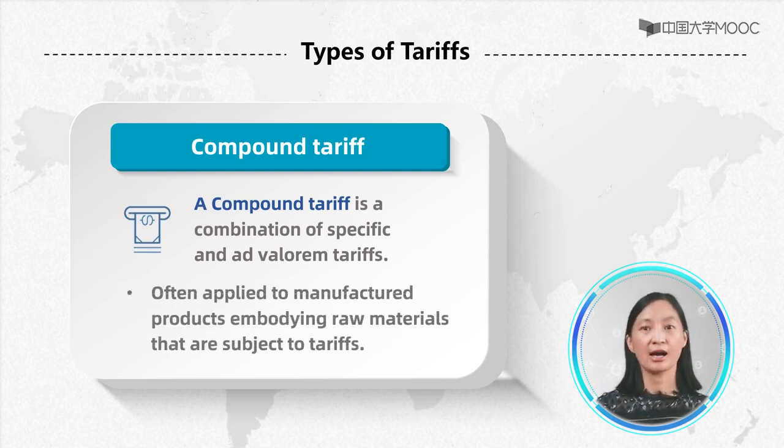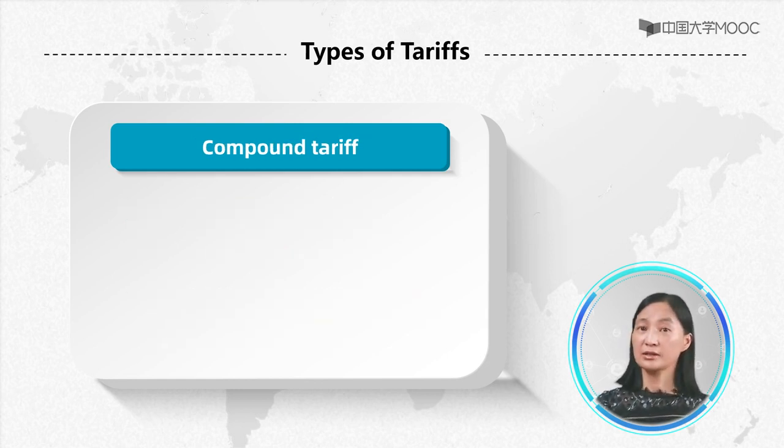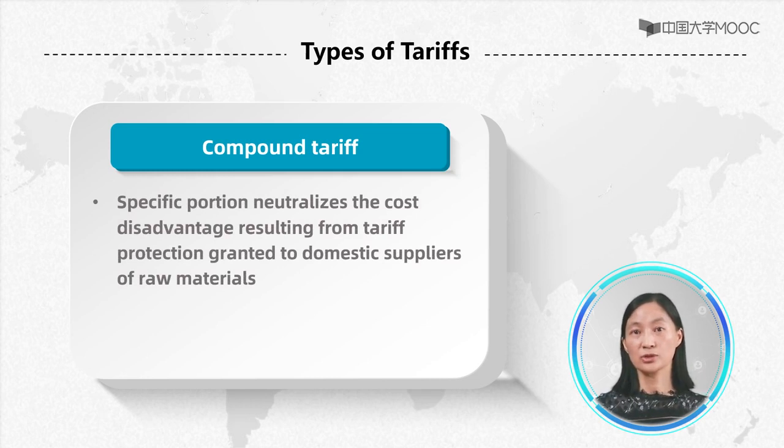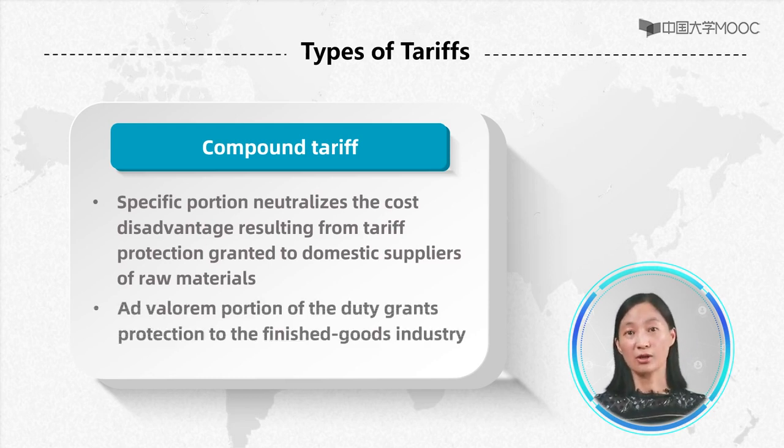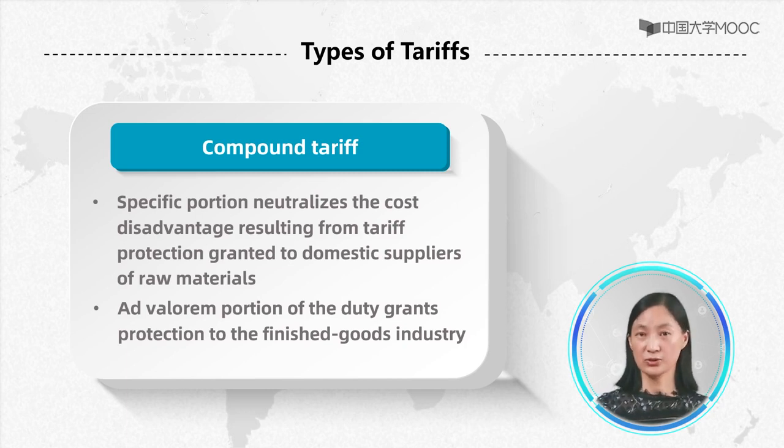Compound tariffs are often applied to manufactured products embodying raw materials that are subject to tariffs. In this case, the specific portion of the duty neutralizes the cost disadvantage of domestic manufacturers that results from tariff protection granted to domestic suppliers of raw materials. And the ad valorem portion of the duty grants protection to the finished goods industry.